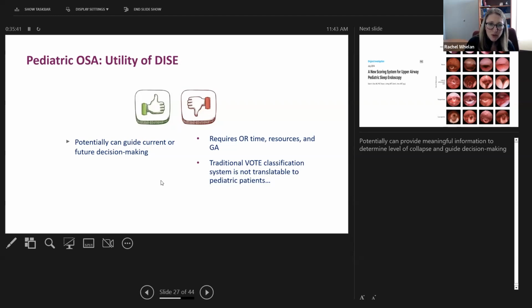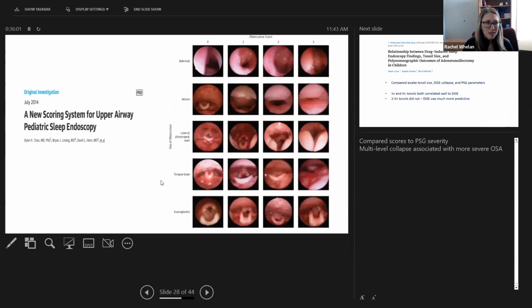And we have this VOTE classification system, the velum, the oropharynx, the tongue base, and the epiglottis in adults. And we know that in children, if you remember from my initial slide, that classification system is not easily translatable, meaning there are additional sites of obstruction that need to be considered for children. So there have been several groups that have put together their own scoring systems for pediatric sleep endoscopy. And I'm not sure we have a great consensus. It's still kind of user dependent, but I like this one because in general, these are the sites that I think about as being important for pediatric sleep apnea.